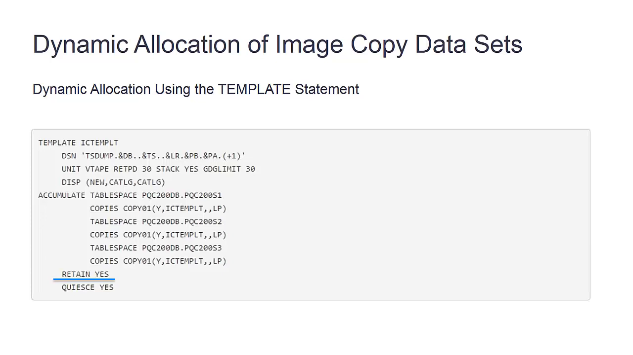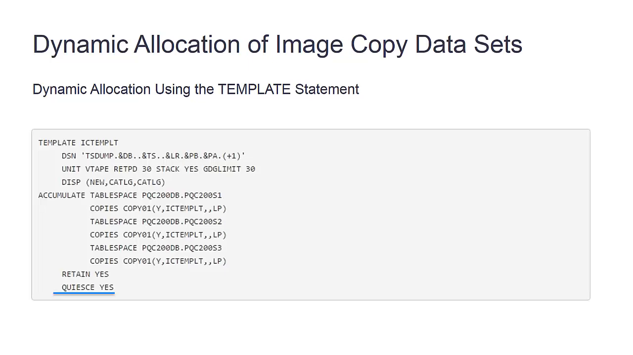QUIESCE YES quiesces the tablespaces before accumulate is processed to produce a share-level reference image copy. This includes all the changes up to the quiesce point. While it is possible to use log accumulation without quiesce, the resulting image copy will not be consistent. It will be a share-level change image copy.